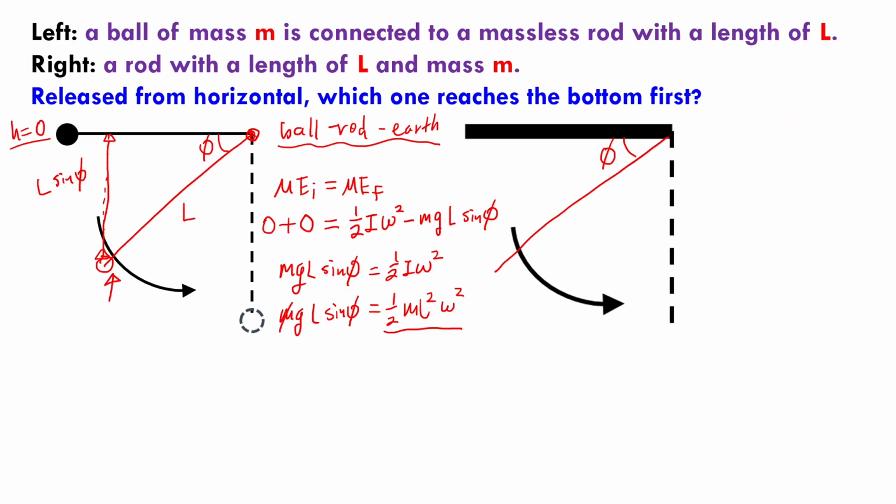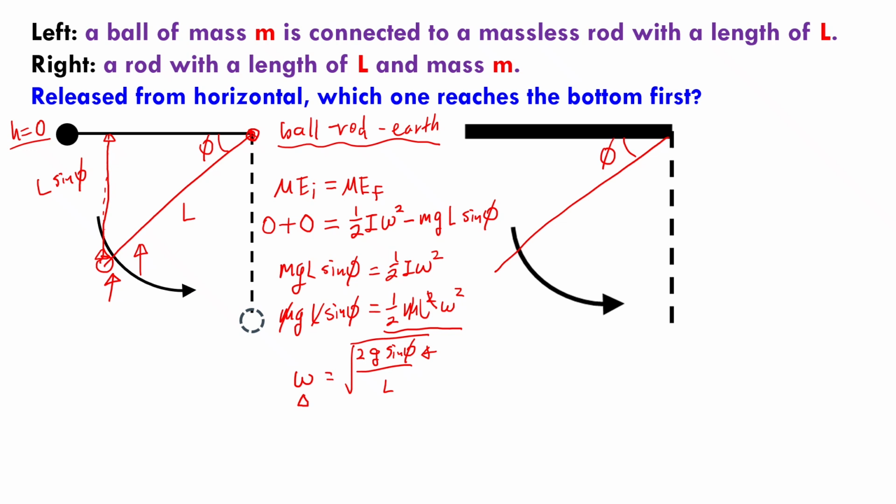So mass and mass cancel out. There's a length here, there's a length squared here. So we should get our omega equals the square root of 2g sine phi divided by L. So this is the angular velocity of the rod and the ball system at an angle of phi.